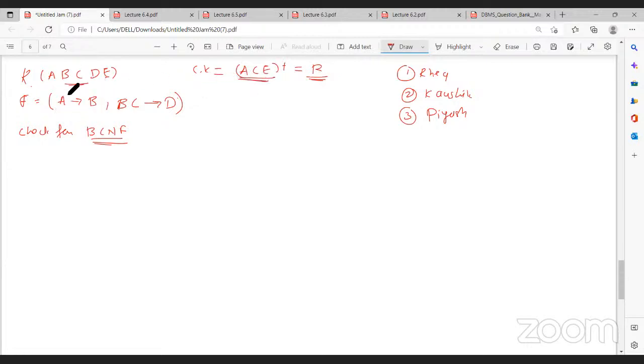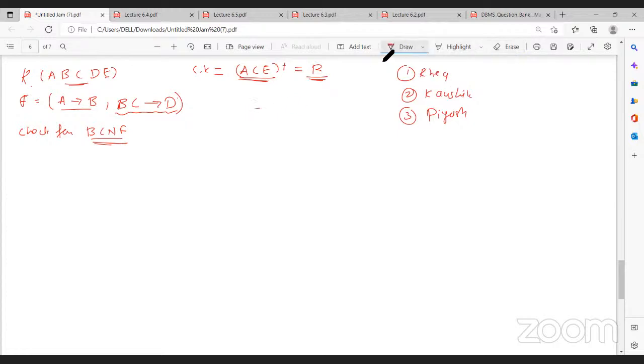Is A determines B violating my 2NF condition? Yes, it's violating my 2NF condition, and if it's violating 2NF, it means it is violating the BCNF condition also, right? Is BC determines D violating my 2NF condition? This is non-prime attribute plus prime attribute determining non-prime attribute, right? This doubt you asked earlier. So this is also a partial dependency. Now I have to remove this partial dependency in order to make the relation 2NF.